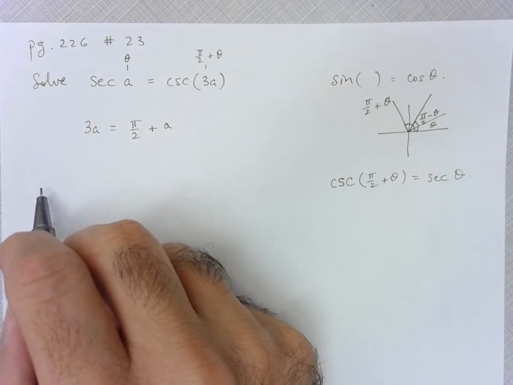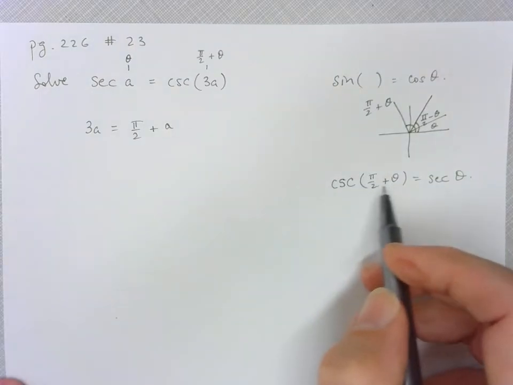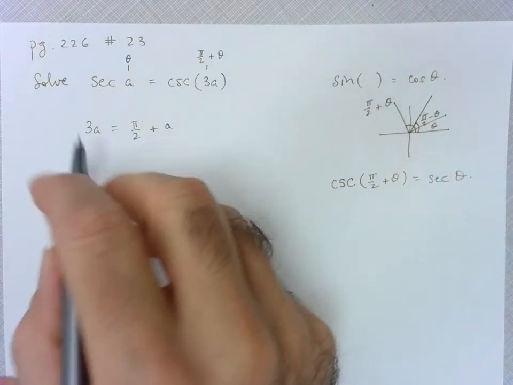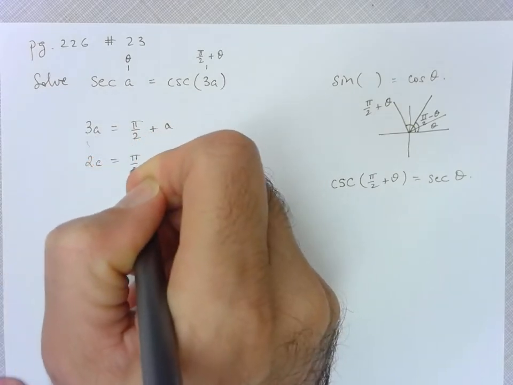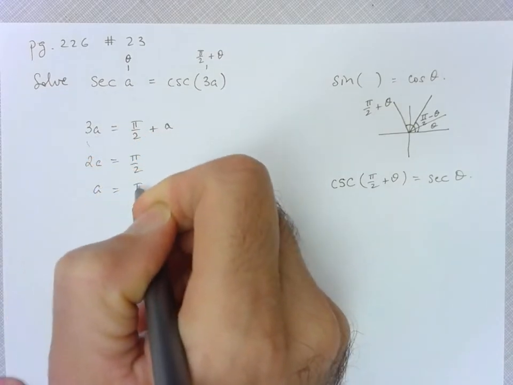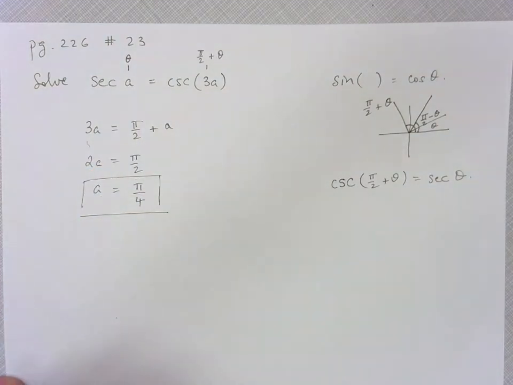Okay, so let's bring that to the other side. And I just realized I worked with the plus theta first instead of the minus one. That's okay. So here 3a minus a is 2a equals pi over 2. And so a is equal to pi over 4. So there's one possible answer.